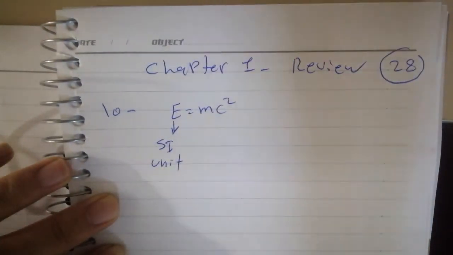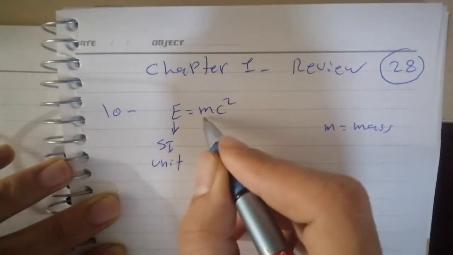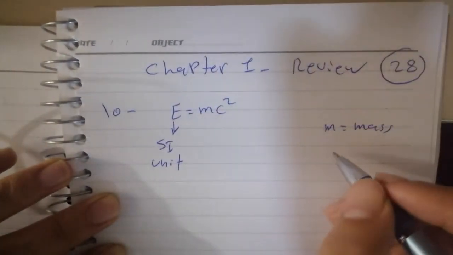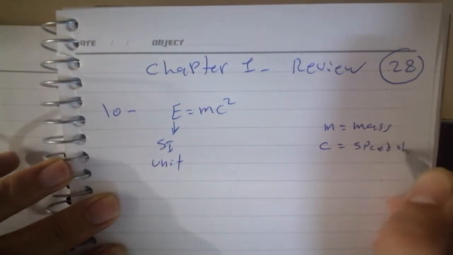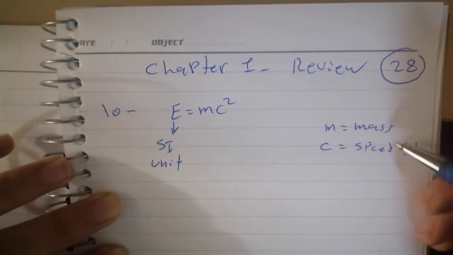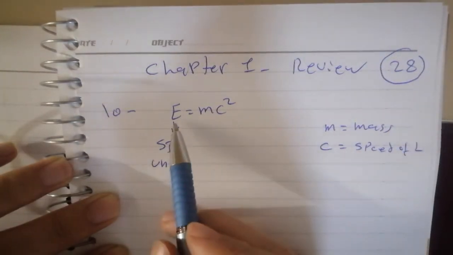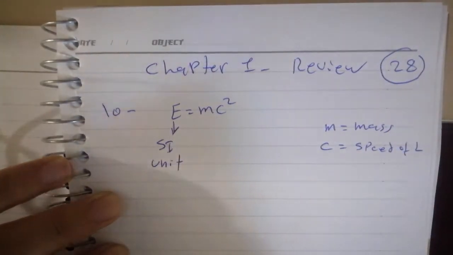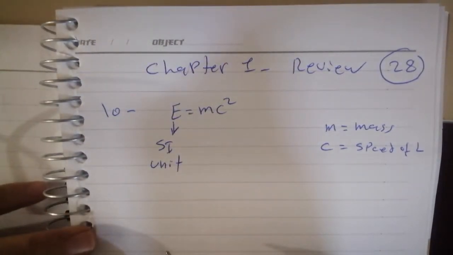Given the fact that we know m is the mass of the object here in this equation, and c is the speed of light. All right, so we know those two pieces of information. From those, we will try to find out what is the SI unit for energy, for E in Einstein's equation. All right, let's solve the question.